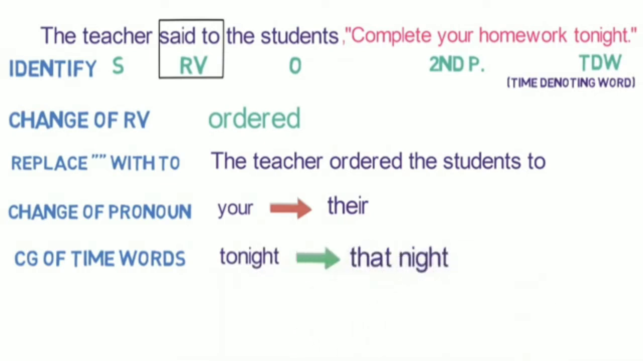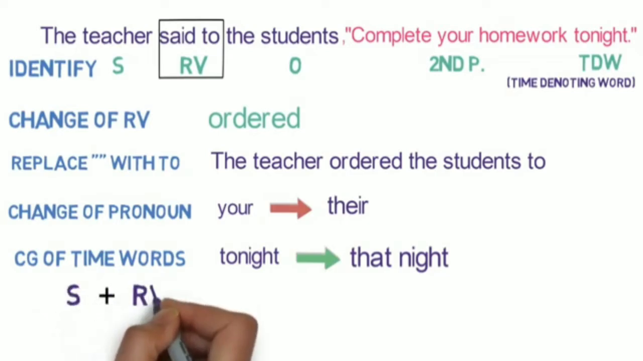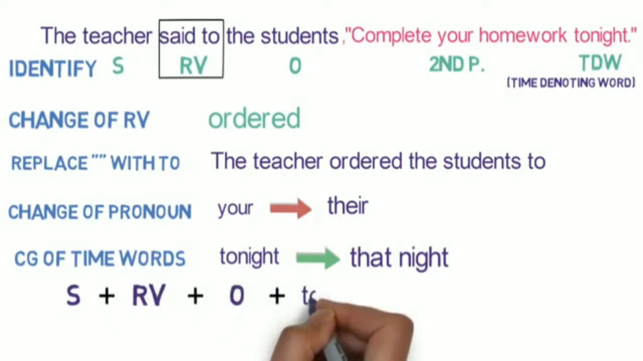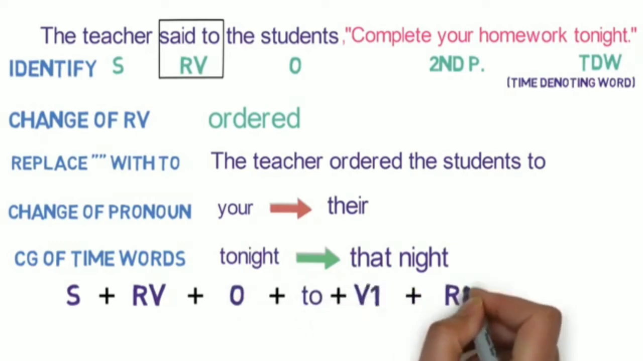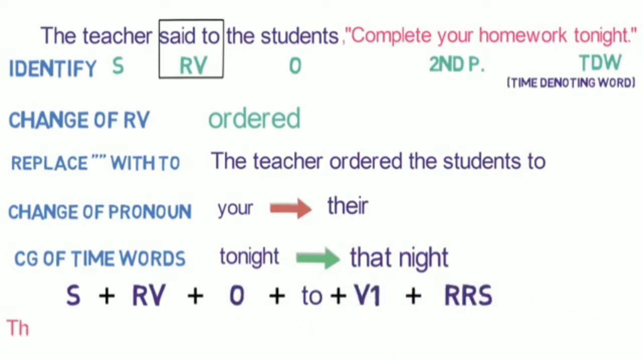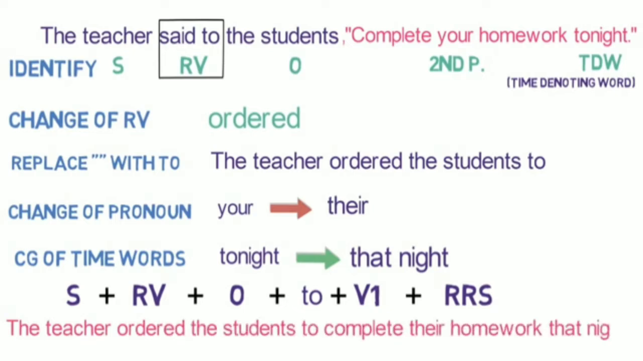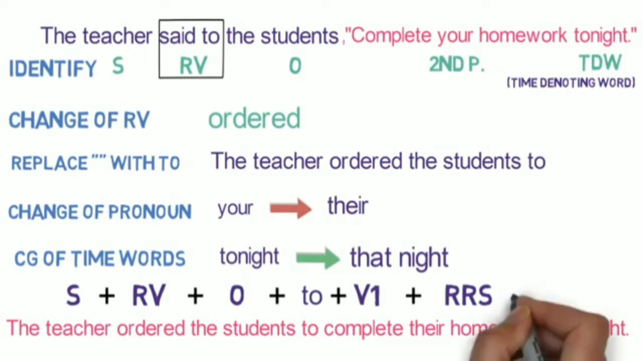So the final sentence is as per our structure. Subject plus reporting verb plus object plus to plus verb's first form plus remaining part in the reported speech. That is, the teacher ordered the students to complete their homework that night. Remember this 5-step formula and you won't find difficulty in converting imperative sentence to indirect speech. For the rest of the examples, I am using the structure only. Please use 5-step formula if you are facing difficulty to convert in one go.